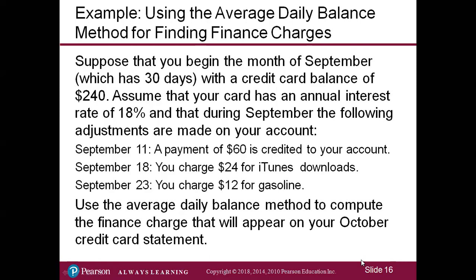Suppose that you begin the month of September, which has 30 days, with a credit card balance of $240. Assume that your card has an annual interest rate of 18%, and that during September, the following adjustments are made on your account. September 11th, a payment of $60 is credited to your account.